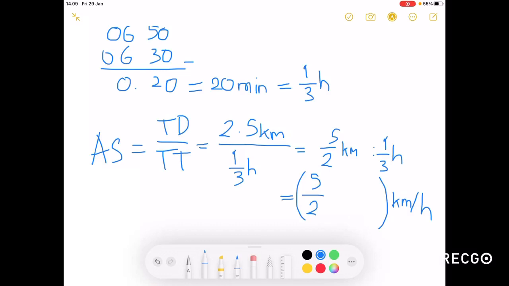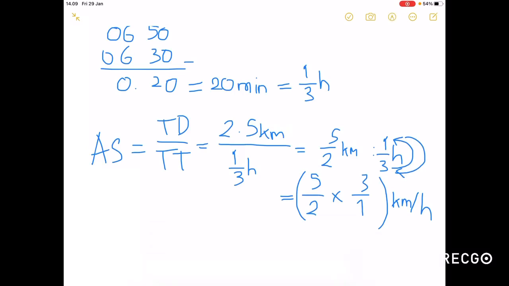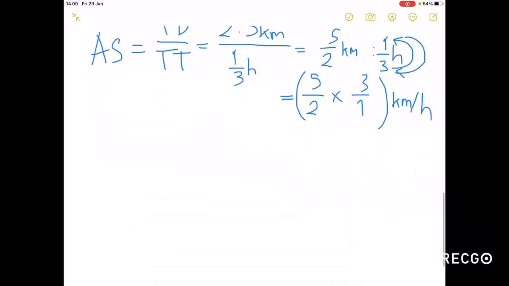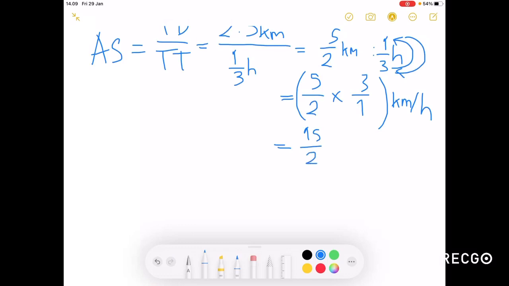So the numerator and the denominator will change places, leaving us with 3/1, or just 3 in particular. So notice this will become 15/2 kilometers per hour, or just 7.5 kilometers per hour.